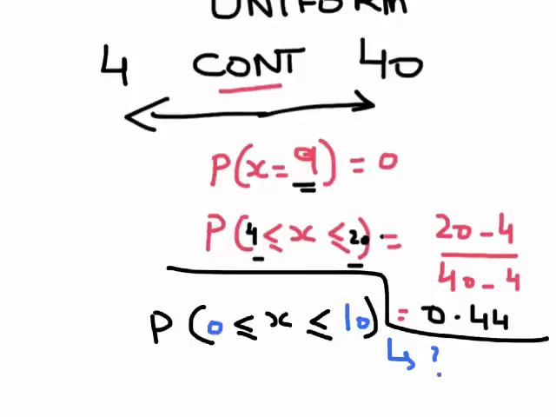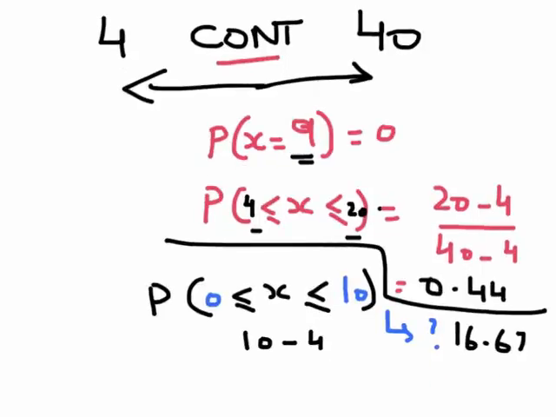And the answer is 16.67%, which is actually 10 minus 4. Right. Very good. 10 minus 4. Why not 10 minus 0? Because it cannot be between 0 and 4. So there is no point in using the 0. You will use 10 minus 4 and then you will divide it by 40 minus 4. And you will get 16.67.